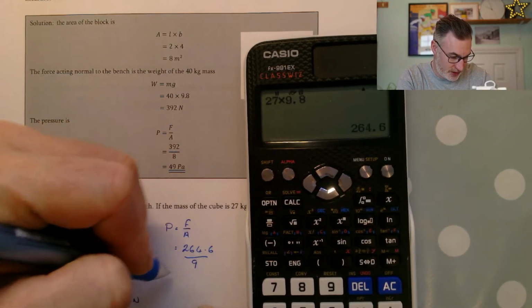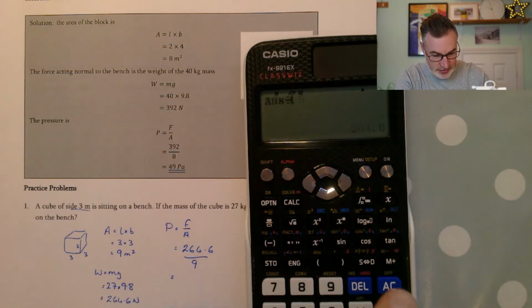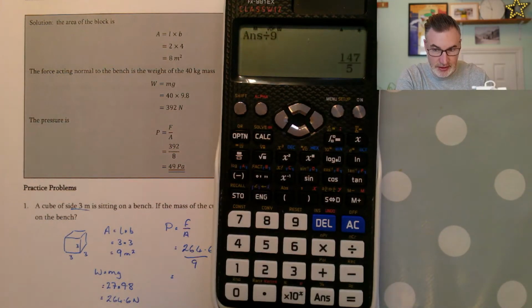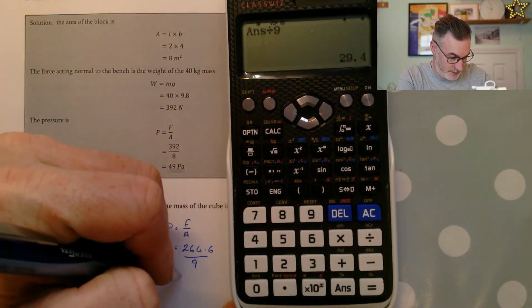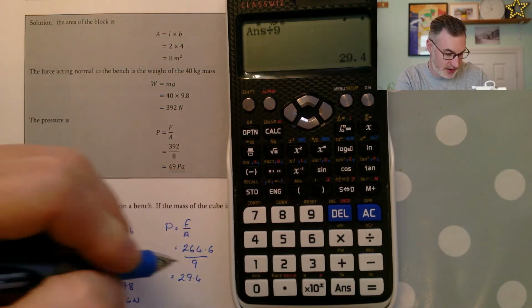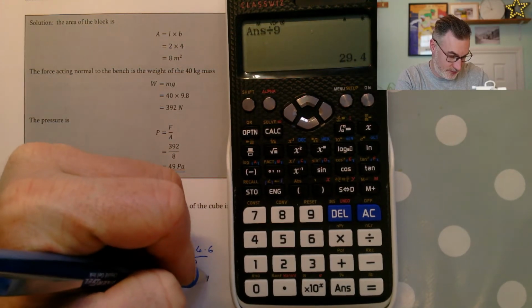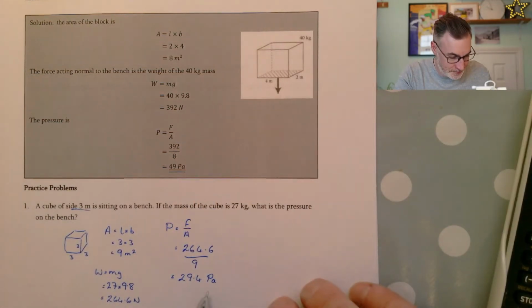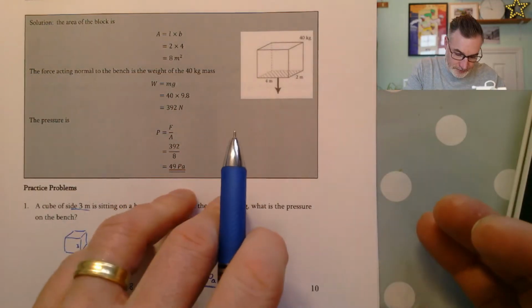264.6 divided by 9 will give me 29.4, and I'm happy with that as it is. And that would be pascals. Moving on.